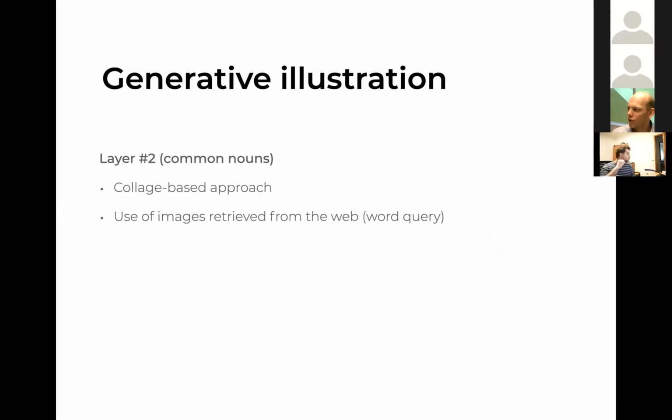As for the second layer, we started with the idea of following a collage-based approach, and this idea was used in this first experiment, but we are no longer following this approach. So we look for images on the web, and we use those images to perform the collage. That's what we use to represent common nouns like objects. If you think of Cinderella, and you want to represent the shoes, we can use a collage.